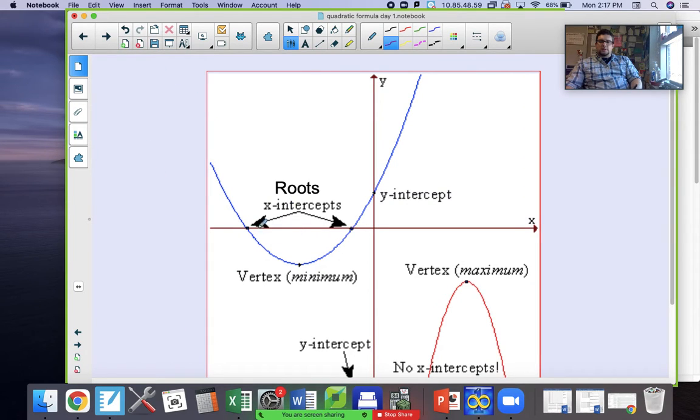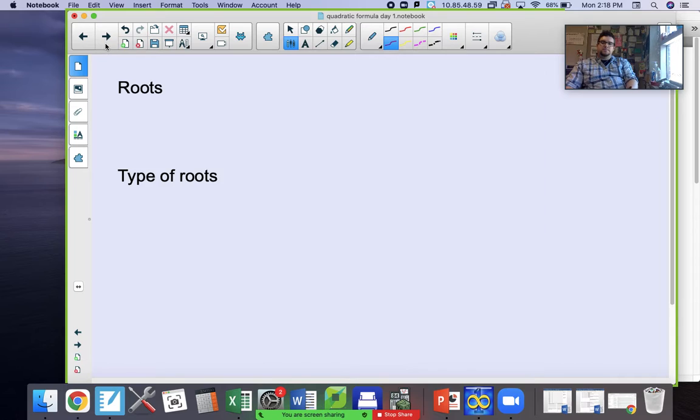Kind of our visual picture. So here are the roots, there and there. Vertex, vertex, y-intercept. This red one, the y-intercept is off the page, and there aren't any x-intercepts.